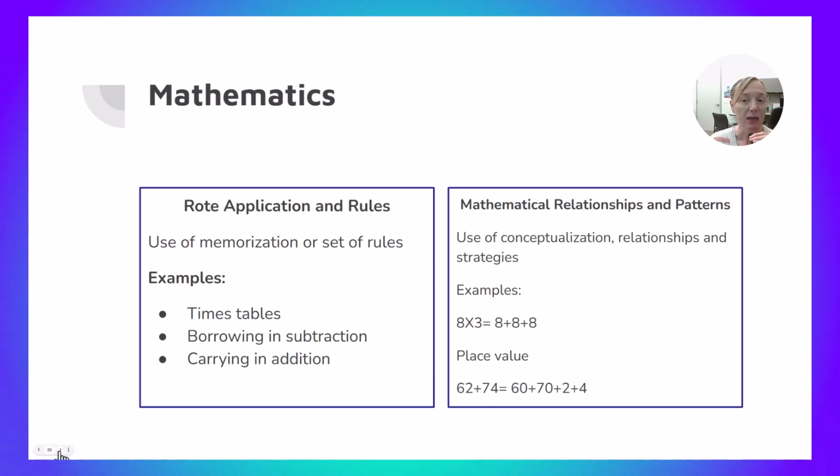Compared to mathematical relationships and patterns. And this is more what we're seeing in Common Core nowadays with children in school, the idea of being able to conceptualize and understand relationships and strategies. So instead of learning our multiplication as 8 times 3 equals 24, we're going to understand that if we had 8 of something, 8 more of something, and 8 more of something, that would be 24. And we might have a mental image of what that would look like.